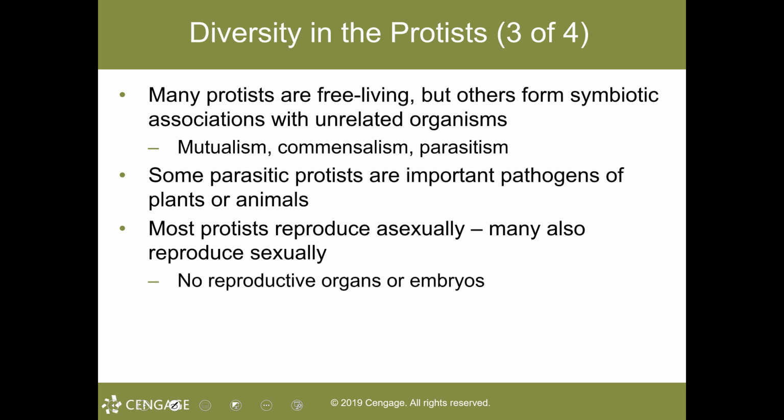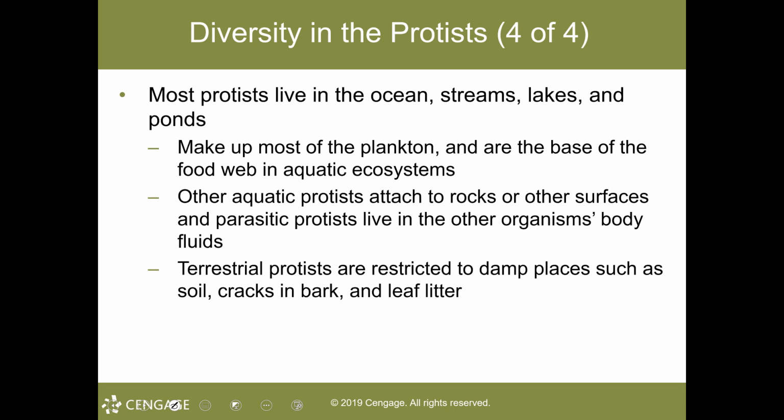And then some protists can switch modes of nutrition, being autotrophic, and then of course being heterotrophic. So many protists, class, are free-living, meaning they live their lives in the water or even on land, and others, class, are symbiotic, being of course mutualistic or parasitic. And those that are parasitic, class, of course, are pathogens of the animal or the plant. Most reproduce asexually, but of course some are sexual. But of course none have reproductive organs or embryos.